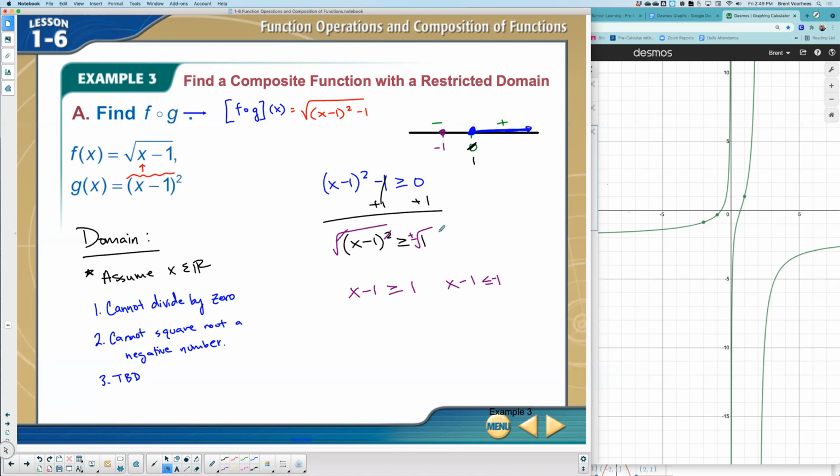This is a closed dot and it's saying shade to the left. X is less than, so it'll shade to the left. So I now have this added to my domain. I still have one more step. How do I get x isolated if it says x minus 1?